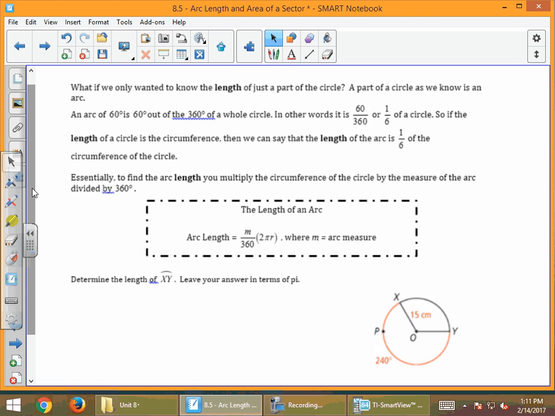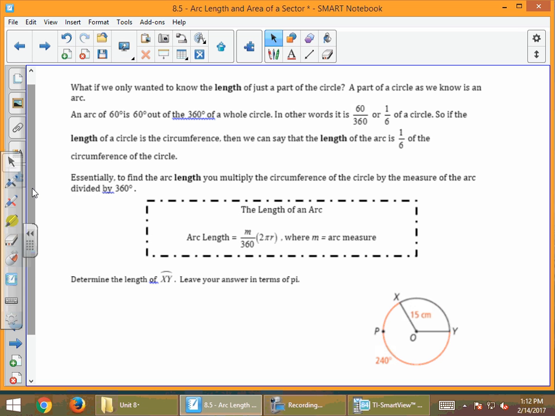So, that's kind of a blast from the past. You guys have done that before. You found circumference, you found area, things like that. Well, what if we want to find how long a part of it is? We can figure out the distance all the way around a circle, but what if I want to look at just a little piece of the circle? How do I figure that out?